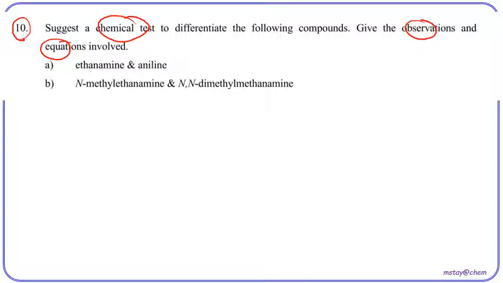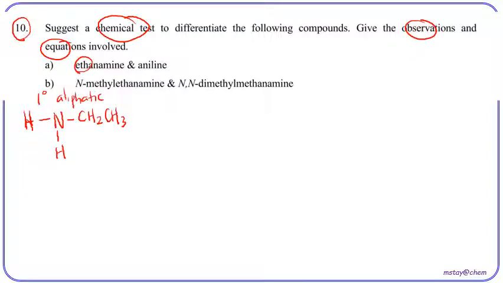For ethanamine, we know that there is a nitrogen, and this nitrogen is going to have 3 bonds. Ethanamine consists of 2 carbons, so one of the bonds will be bonded to CH2, CH3, and the other 2 bonds will be bonded to hydrogen. So this one is a primary aliphatic amine.